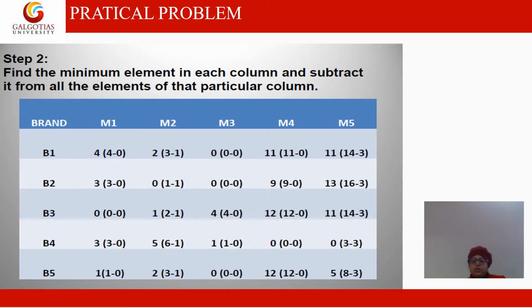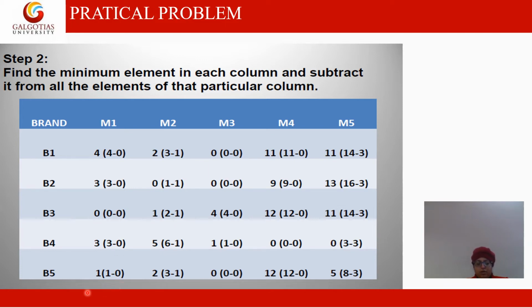The first step was to find the minimum element in each row. In the second step, we find the minimum element in each column and subtract it from all the elements of that particular column. Taking the previous matrix, we can see that the minimum element in column 1 is 0. So we subtract the minimum value from the corresponding values of this column: 4 minus 0 is 4, 3 minus 0 is 3, 0 minus 0 is 0, 3 minus 0 is 3, and 1 minus 0 is 1.